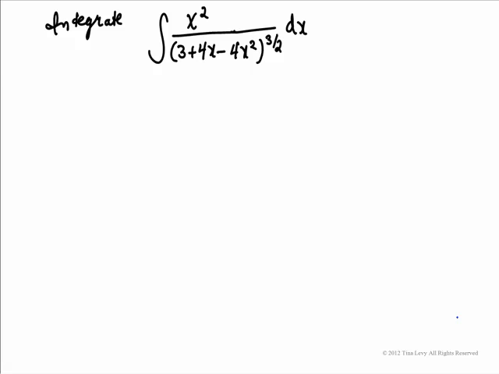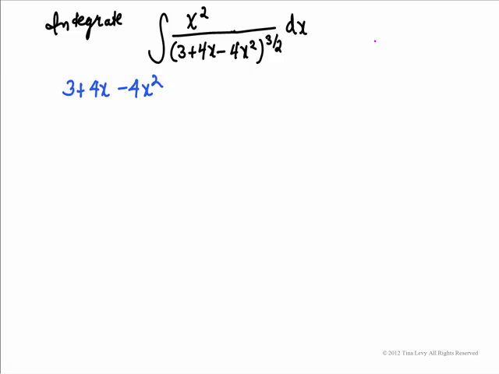We're going to integrate x squared over (3 plus 4x minus 4x squared) to the 3/2 power. Just remember that the 3/2 power is the square root of that expression to the third power. Now, this one is going to require a trig substitution, but before we can do that, we're going to have to complete the square. So we have 3 plus 4x minus 4x squared, and we're going to have to write that so it looks like one of the forms that we want.